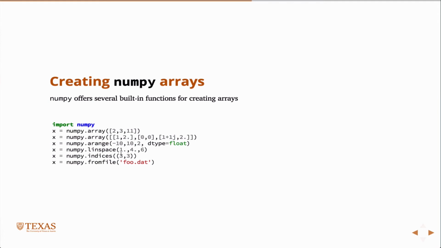Right? I can create an indices array, so this would just be a 3x3 array that would have 0, 1, 2, 0, 1, 2, 0, 1, 2, just a list of indices. And then also I can create something from a file. So if I have an array that's stored in a file, then I can read it in. So it gives you several ways to create arrays in that fashion.